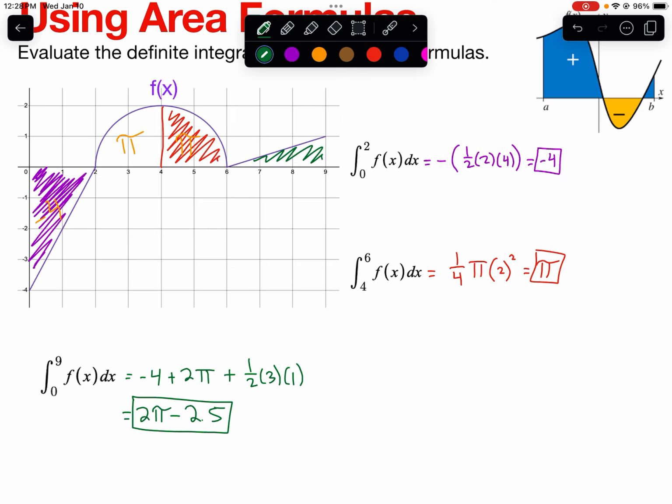So here we have evaluated all three of these definite integrals just using commonly known geometry formulas. Fairly convenient that this function was made up of a bunch of such shapes, and it will be for the time being until we learn about that technique that involves antiderivatives.